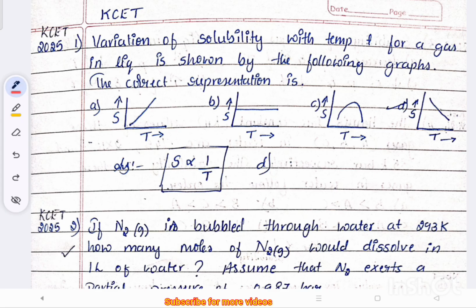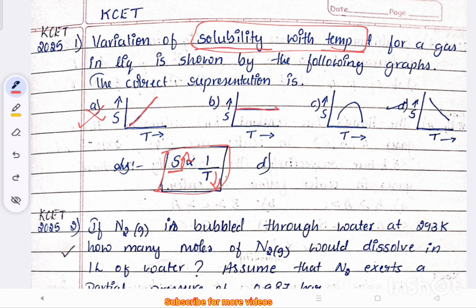So correct representation, what they're asking, variation between solubility and temperature. What is the relationship between solubility and temperature? Solubility is inversely proportional to temperature. So inversely proportional means if solubility is increasing, temperature will decrease. In the first option it is increasing, so it is not the correct option.